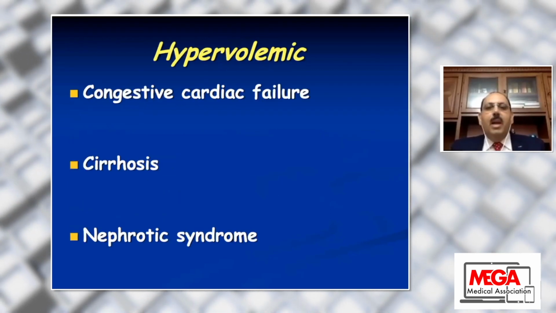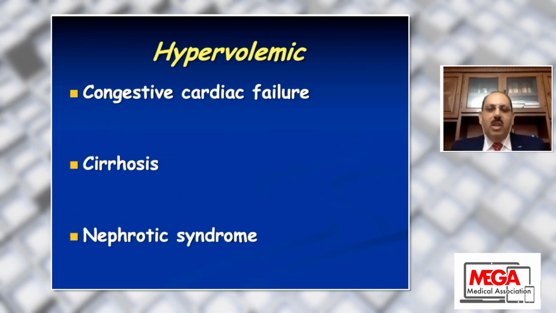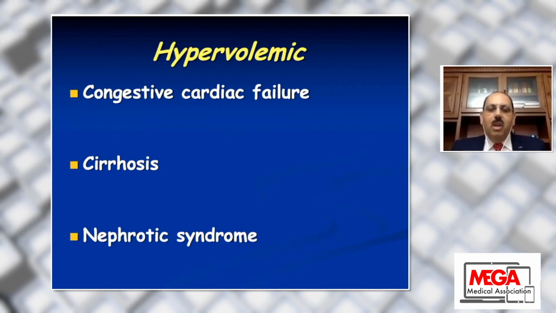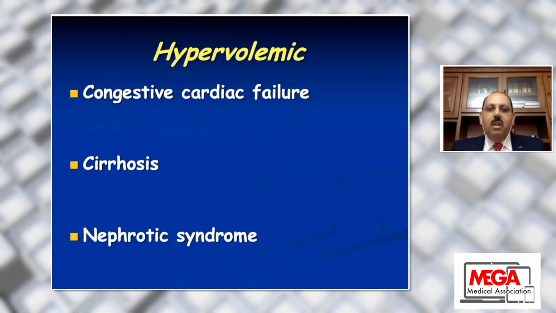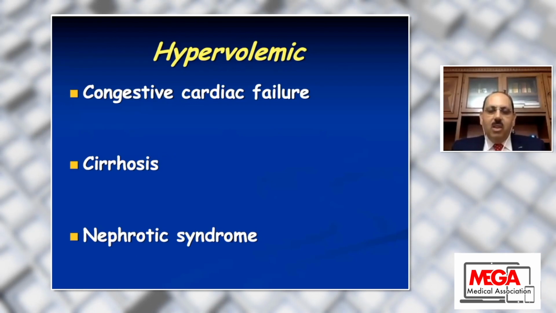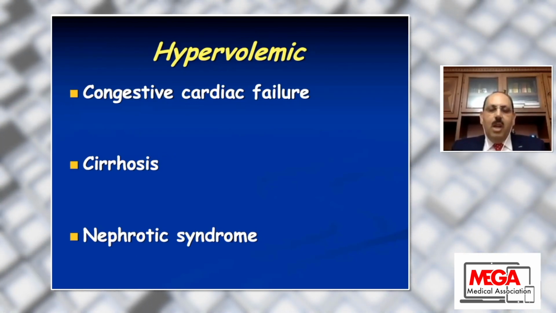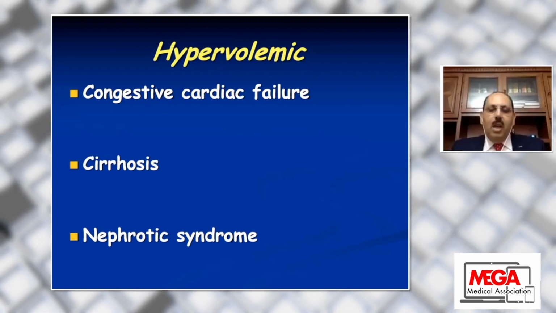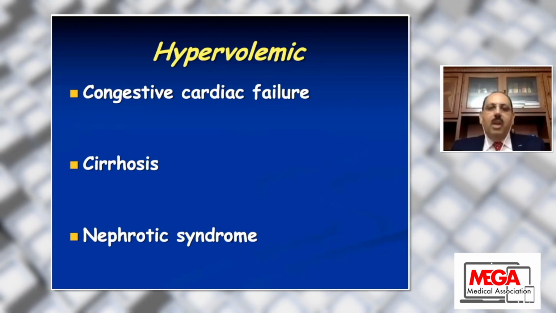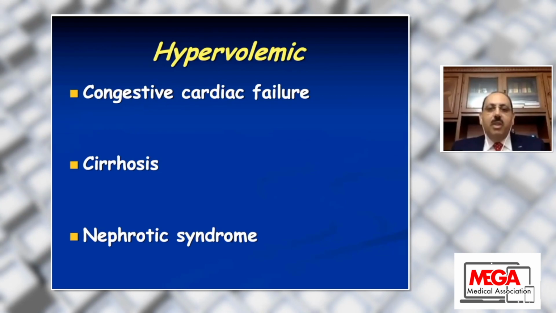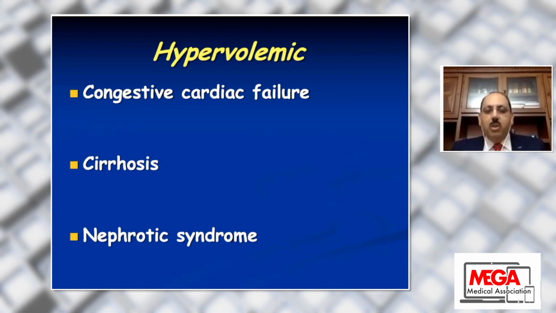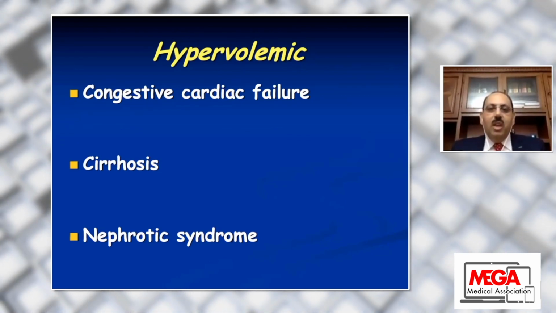In the hypervolemic case, the assessment of the patient shows congested neck veins, crackles on the lung, maybe pleural effusion, pericardial effusion, and lower limb edema. In cases of congestive heart failure, liver cirrhosis, and nephrotic syndrome, it is called dilutional hyponatremia.